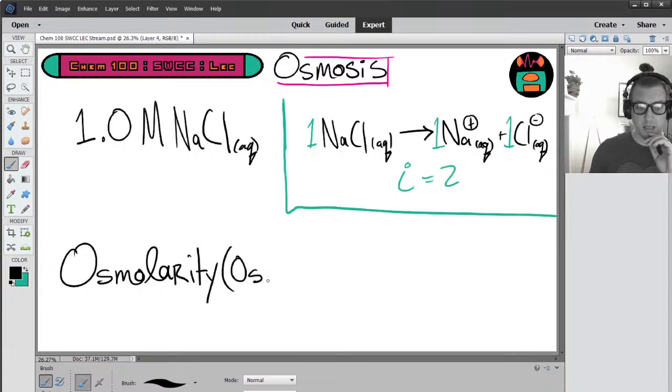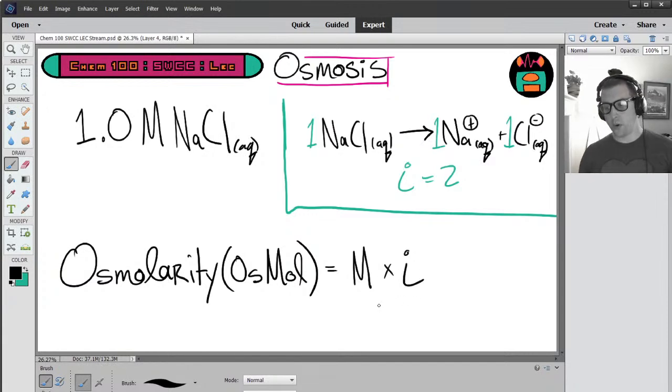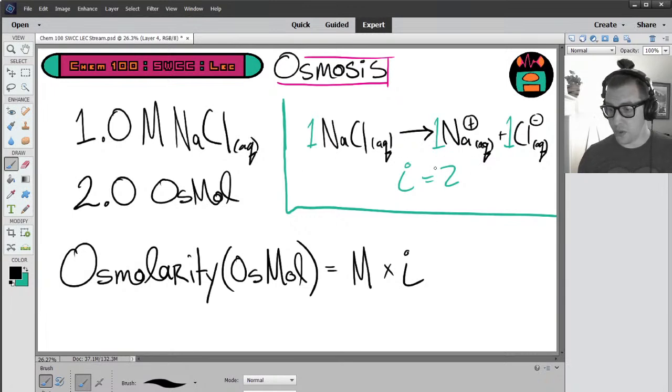Abbreviated osmol. And osmolarity is equal to the molarity of a solution times its Van Hoff factor. So, for example, a 1 molar solution of sodium chloride would actually have an osmolarity of 2.0, because again, our Van Hoff factor for sodium chloride is 2.